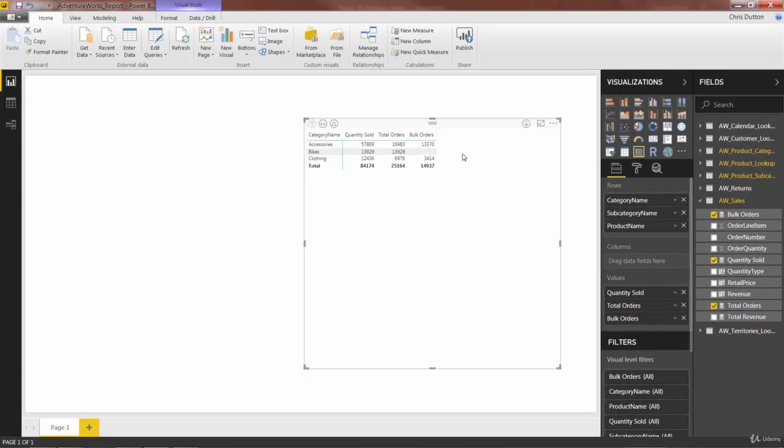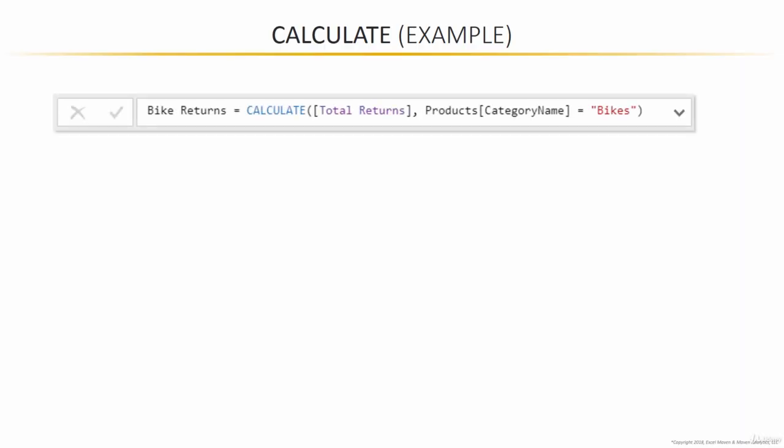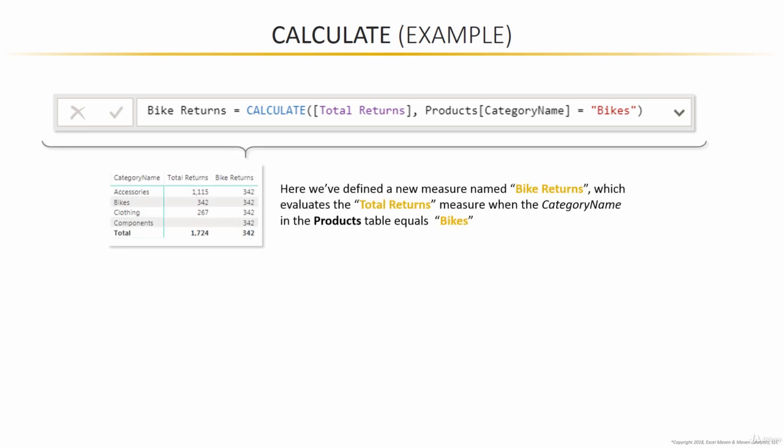calculate function. Now let's return back to the slides and drill in a little bit deeper into how this function's working. So let's look at a different example of calculate here. In this case, we've defined a new measure. We're calling it bike returns, which uses calculate to evaluate the total returns measure, but only when the category name from the product table is equal to bikes.